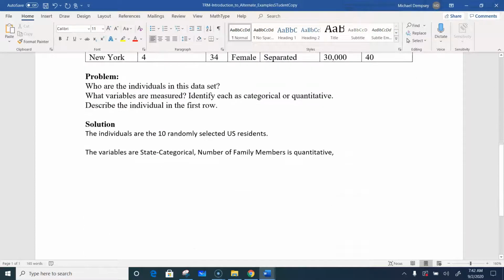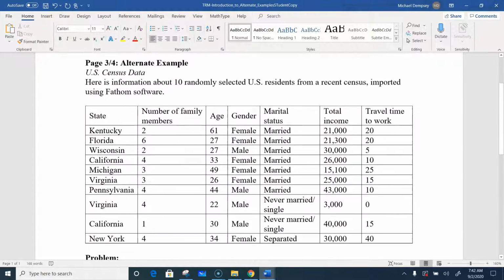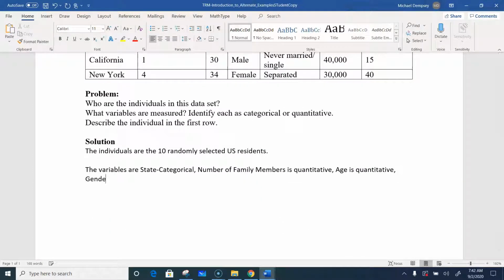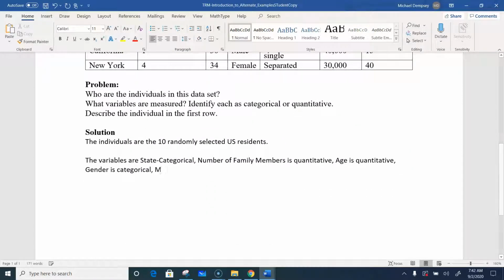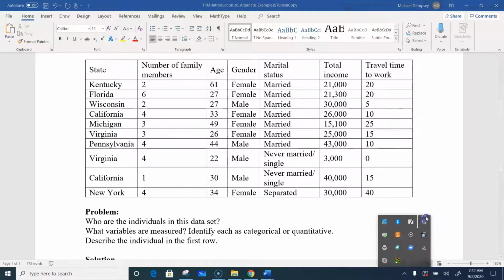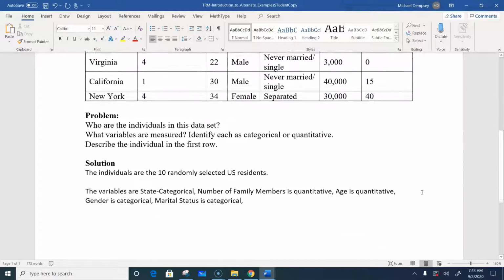Then we have age, which is categorical or quantitative. Then we have gender, which is categorical. Marital status, also categorical. Total income and travel time are both quantitative.